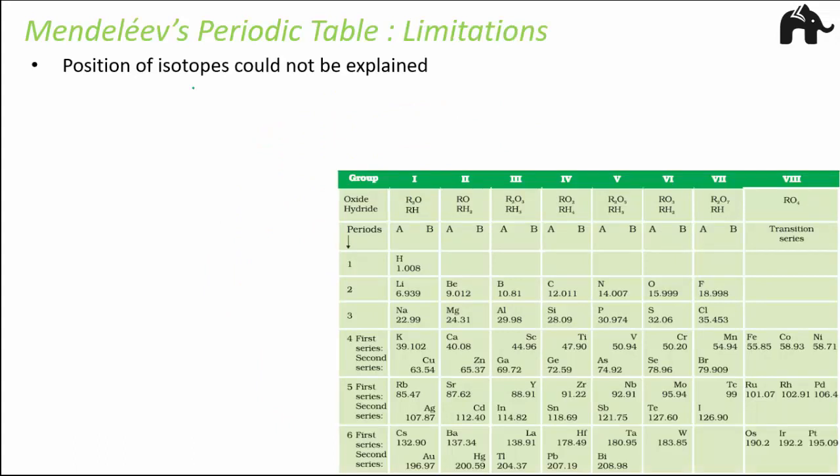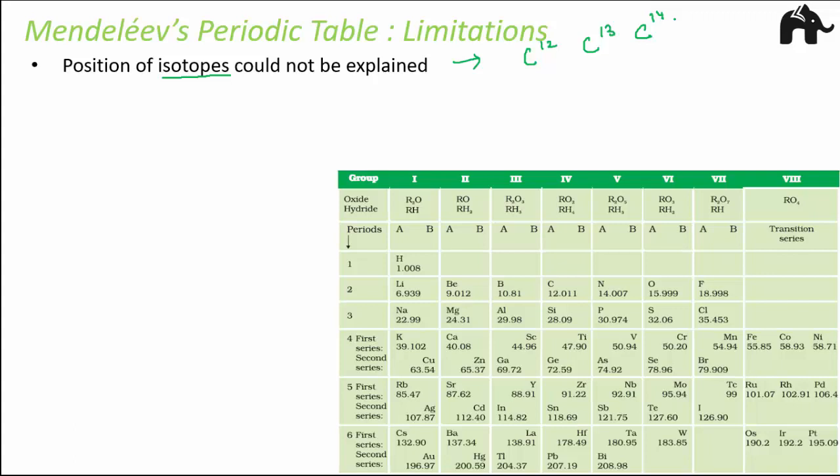The first limitation being position of isotopes could not be explained. Now, what are isotopes? All those elements which have the same atomic number but different mass number. Let's take an example. C12, C13, C14 are all carbon because they all have the same atomic number but they have different mass numbers. So they are called isotopes of carbon.